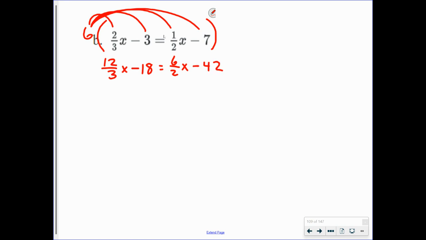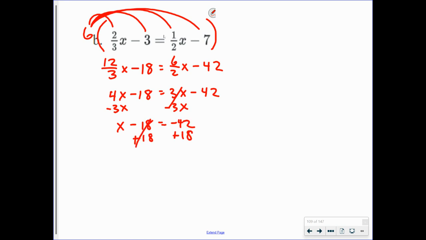Then you can go in here and say, oh, 12 divided by 3 would be 4x minus 18. 6 divided by 2 is 3x minus 42. And then you would go ahead and finish solving the equation. Subtract 3x from both sides, and you get that x minus 18 equals -42. Add 18 to both sides, and you get x equals, oh man, how much is that? Let me see, -24. So my answer would be x equals -24. That is one way to solve it. However, I do want to show you a second way to solve it.